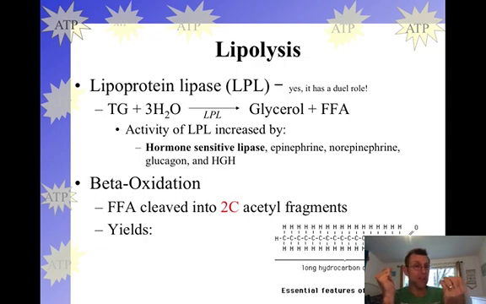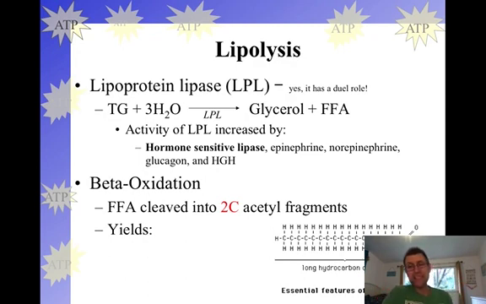So we basically have a triglyceride molecule, glycerol backbone, remember, 3-carbon structure with these long fatty acids hanging off of it. With the help of water and this enzyme lipoprotein lipase, the free fatty acids get torn off the glycerol, and we end up with pretty much 4 molecules, a glycerol and 3 free fatty acids.